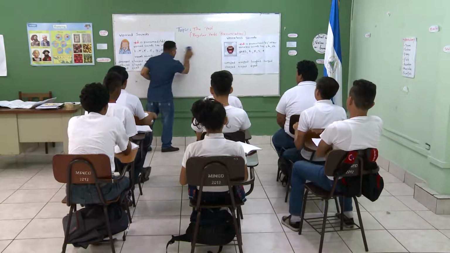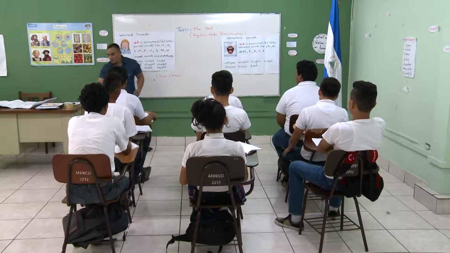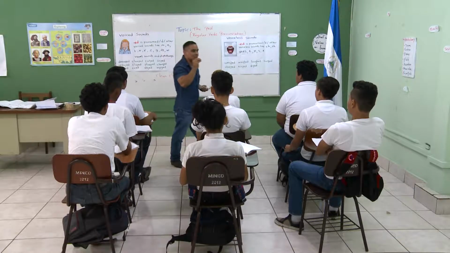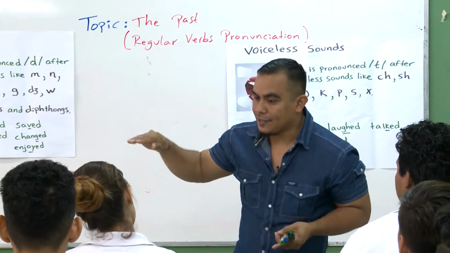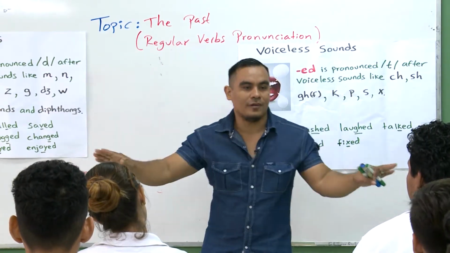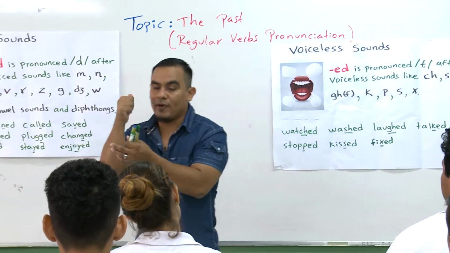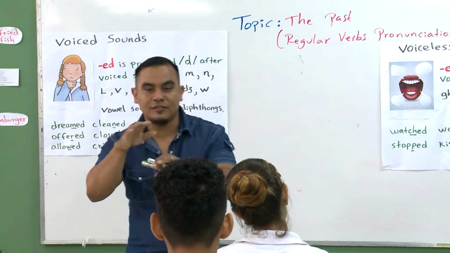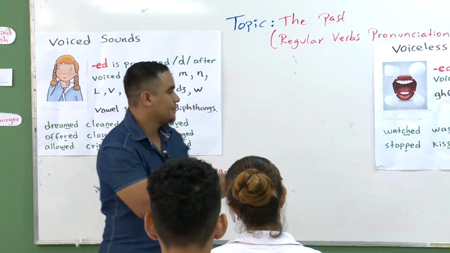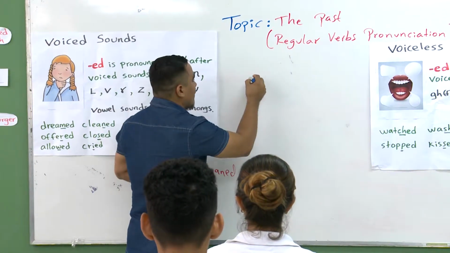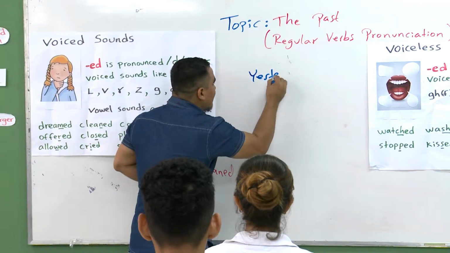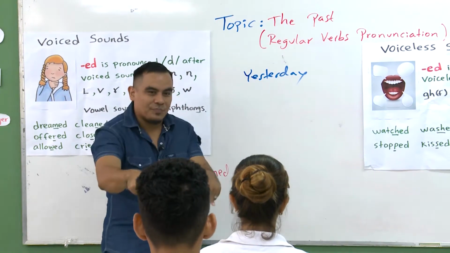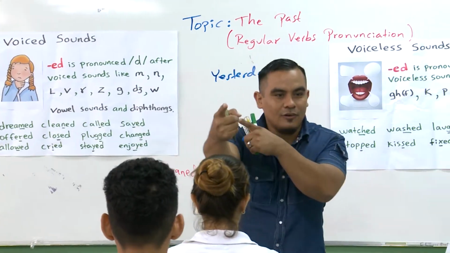The simple past, we use it to talk about actions that are finished, actions that are over, actions that have already occurred in the past, a long time ago. It is over. For example, when I say yesterday, is that present, future, or past?